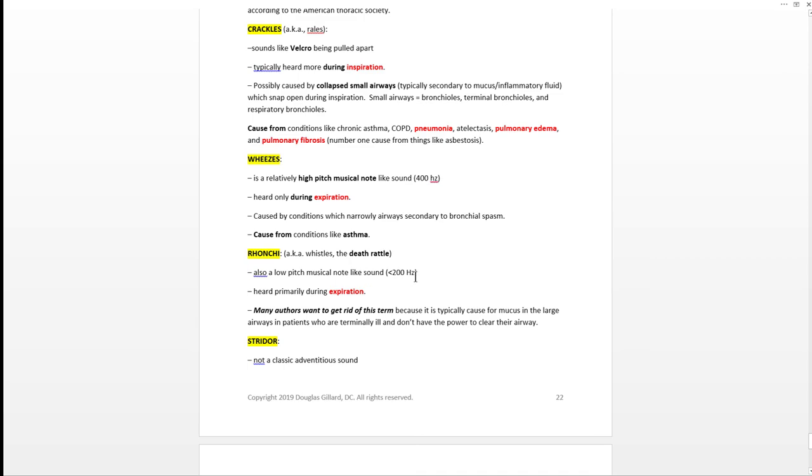Ronchi, they want to get rid of. McGee goes on a big rant about this one. Well, he doesn't say how dumb it is. But this is the death rattle. This is seen in people who are dying, usually of pneumonia, and they don't have the power to clear the mucus out of their throat. If they got better, they could clear this sound, but it's very low pitch, about 200 hertz, even less than 200 hertz. It's also heard during expiration.